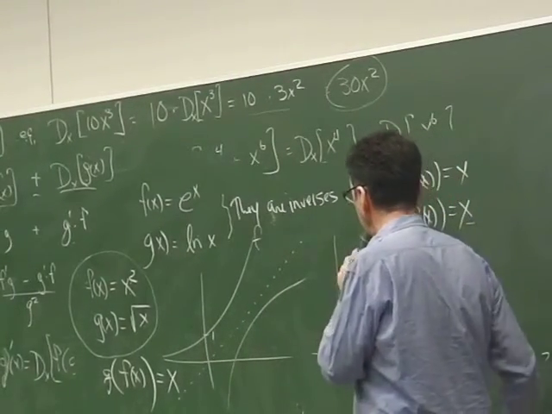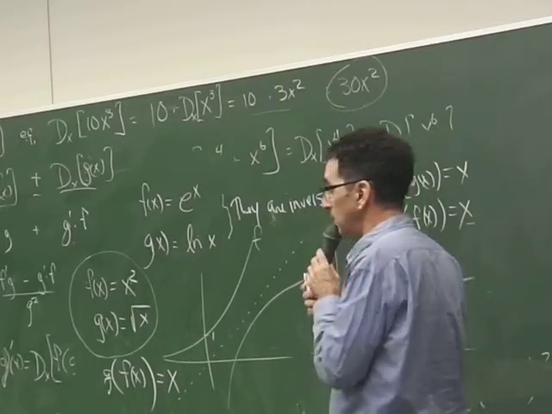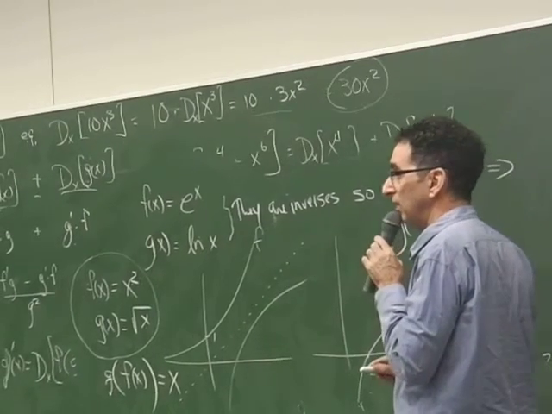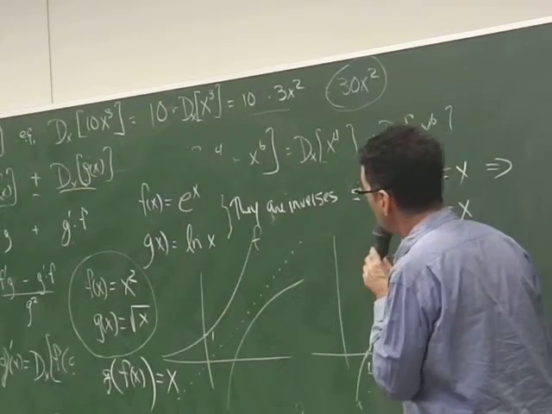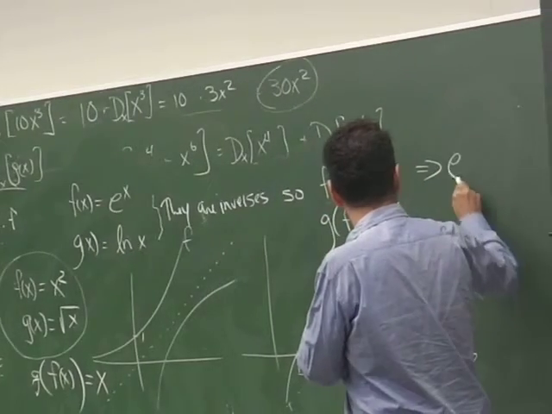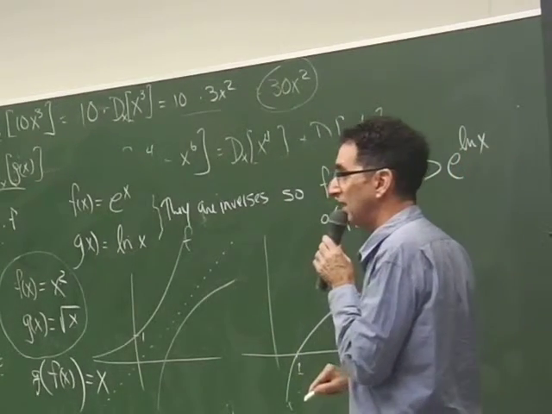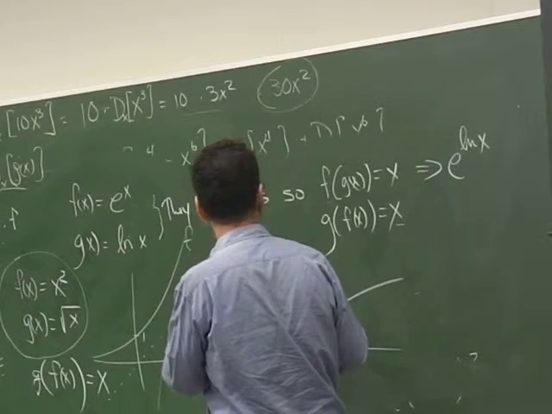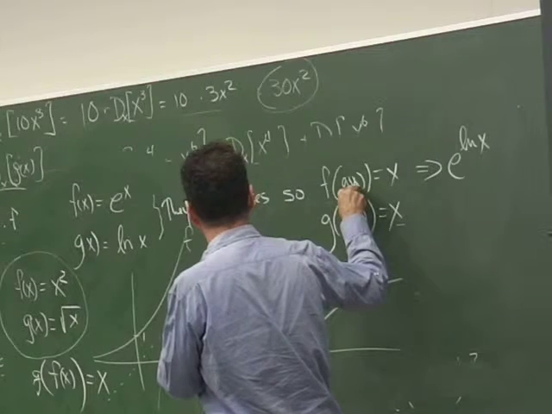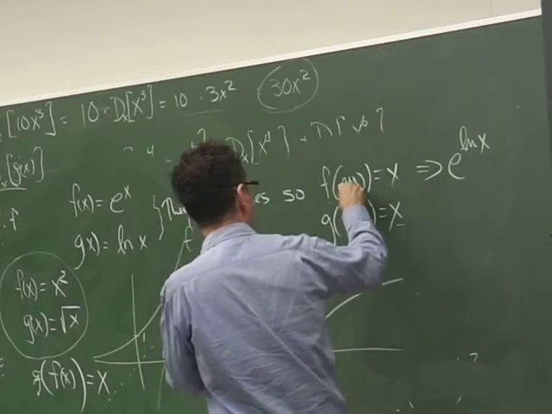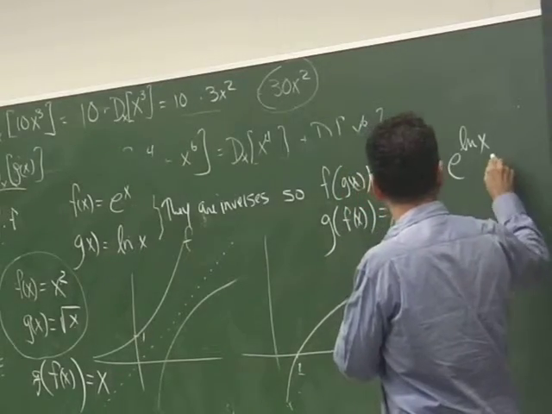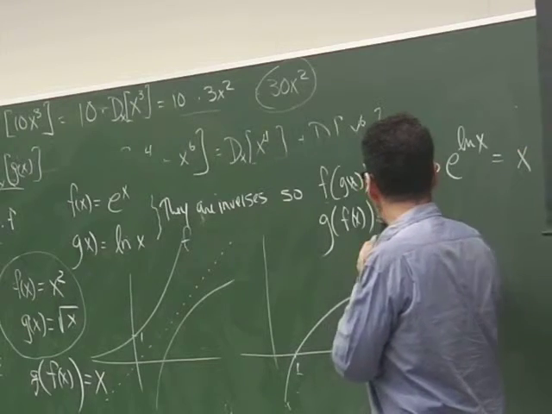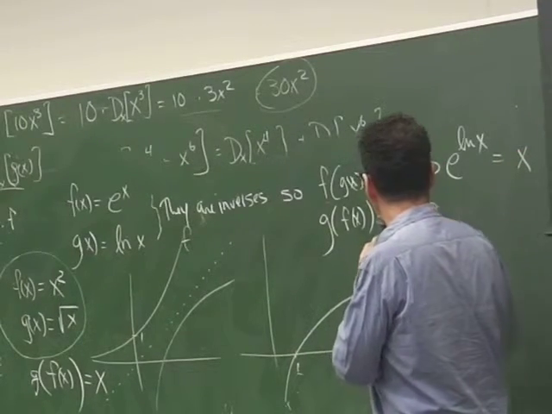What's f of g mean? It means put g into f, right? So that means e to the ln of x. I put g for x, so instead of e to the x, I get e to the ln of x. So that's equal to what? X. And this? How do I write that?